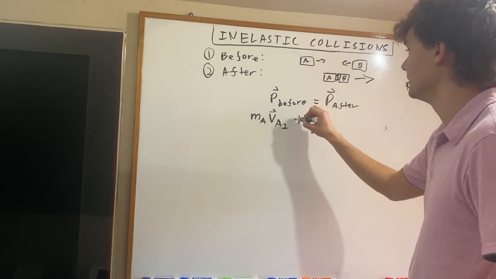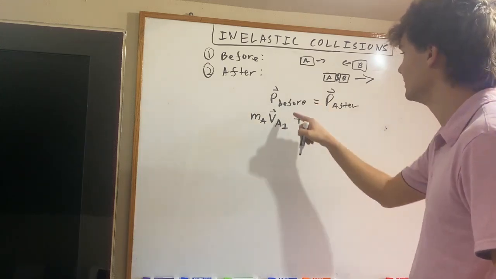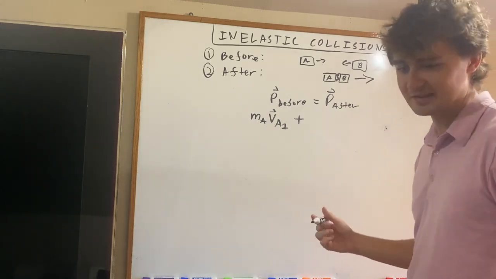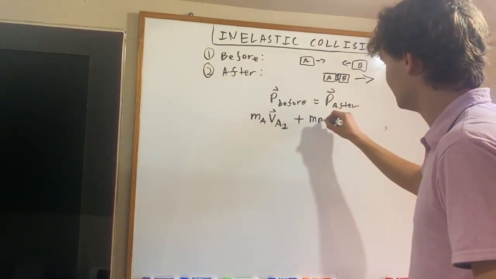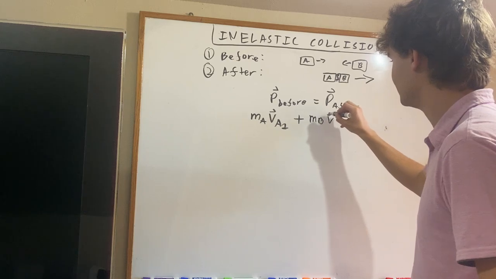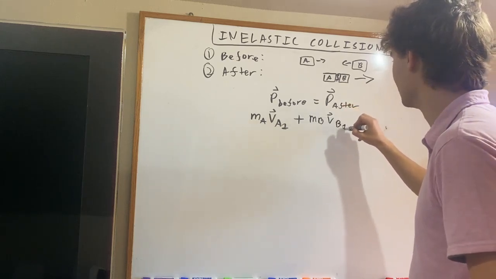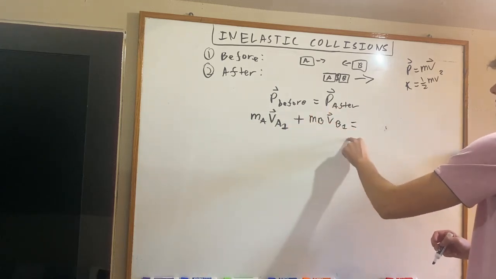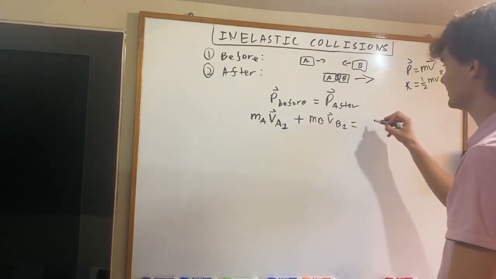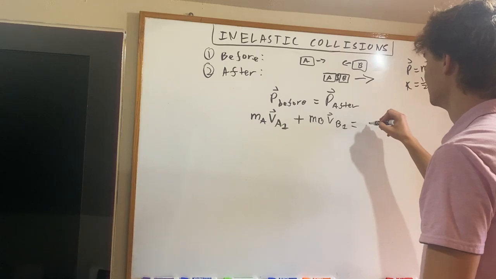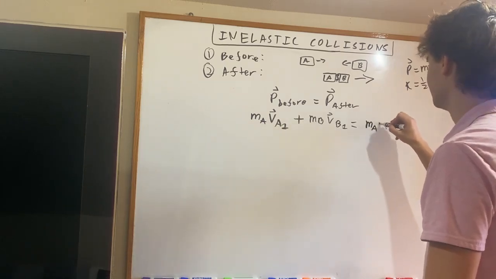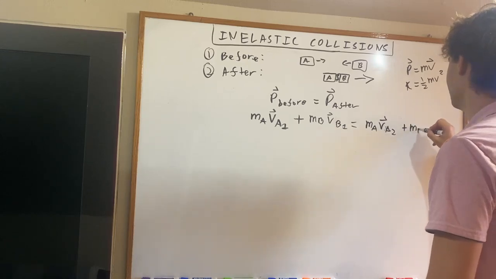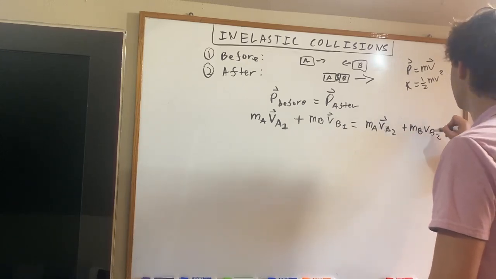And so what we're going to do is add that. So P before, so this is all the momentum before. We're just going to do that, and I'm not going to worry about signs or anything. So MA VA1 plus MB VB1 is equal to P after. So P before, I'm going to make it equal to the P after, the momentum afterward. So this is MA VA2 plus MB VB2.